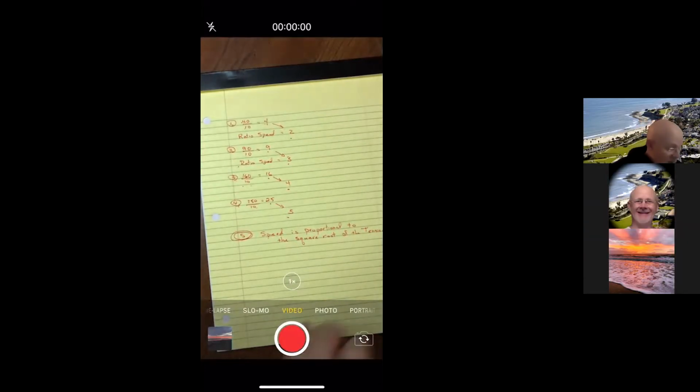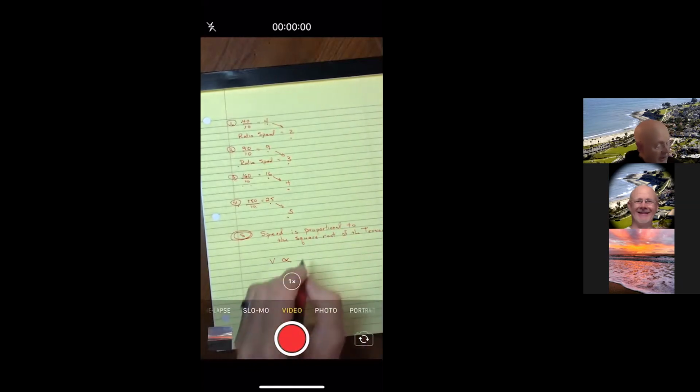Okay, Dana. So you could put it also in equation form. You could say something like this: v for velocity, and then this little Greek letter alpha for proportional, and then square root of T.